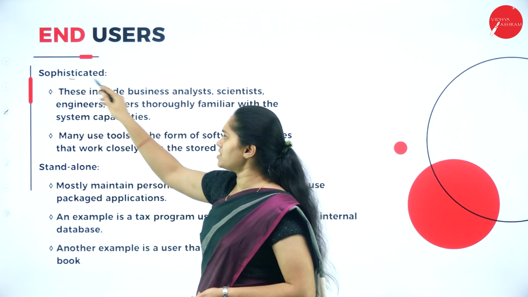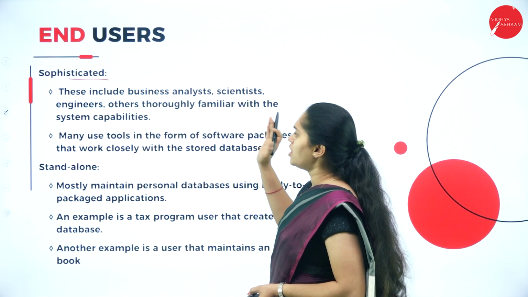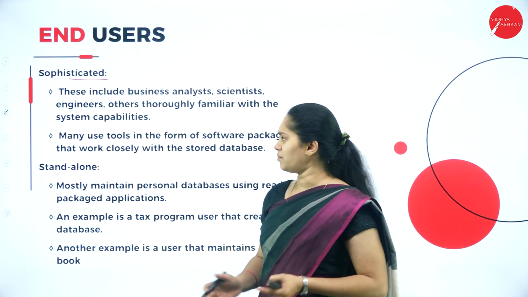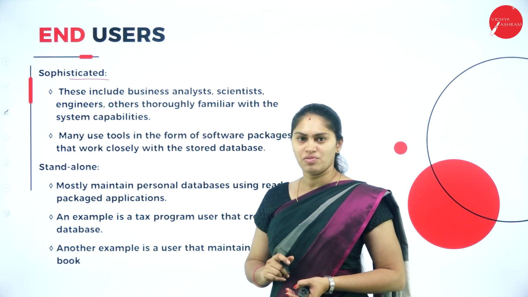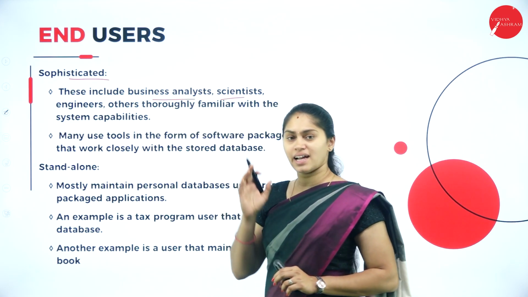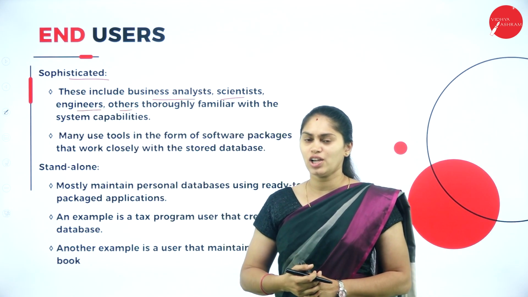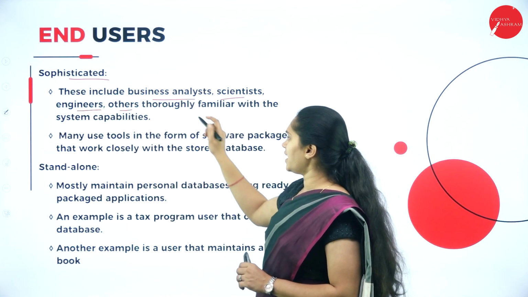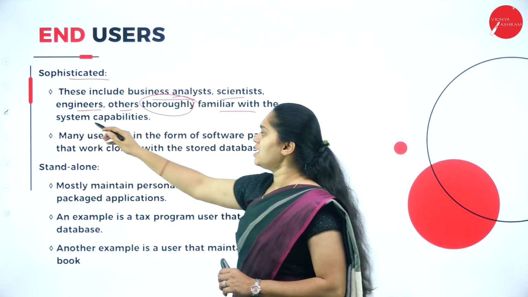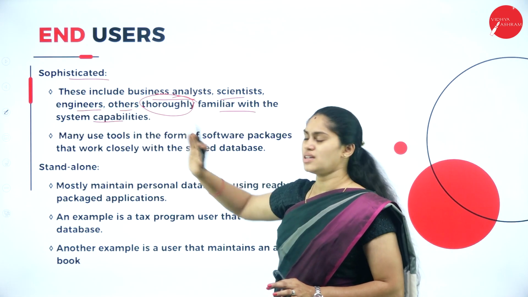Then what about the sophisticated user? They have thorough knowledge about the database. They know the ins and outs of every database. Then we call them sophisticated end users. That includes business analysts, scientists, engineers, and also programmers. They are all thoroughly familiar with the system capabilities. So many of them use the database in this sophisticated way.